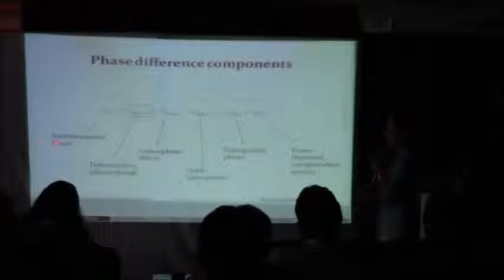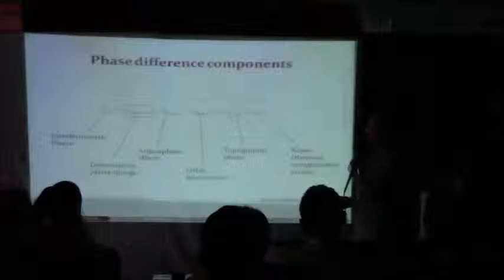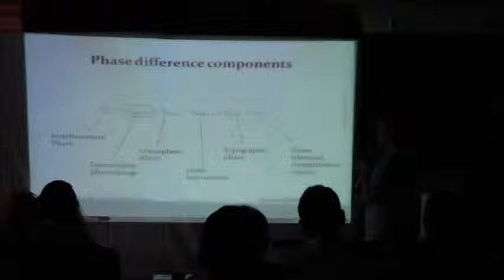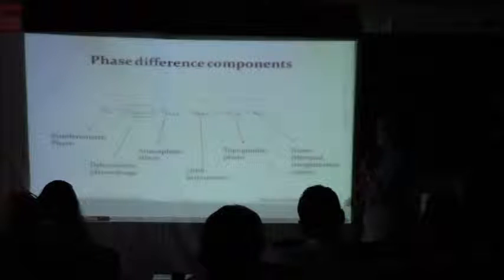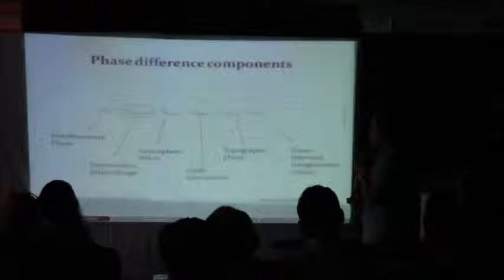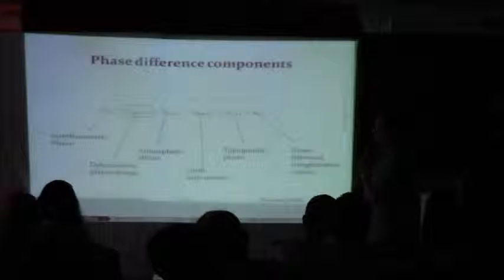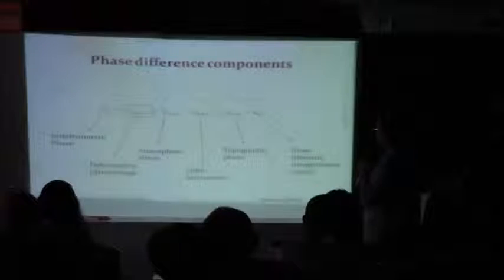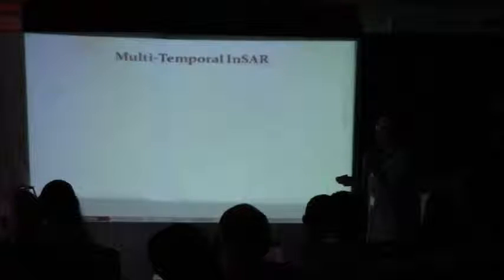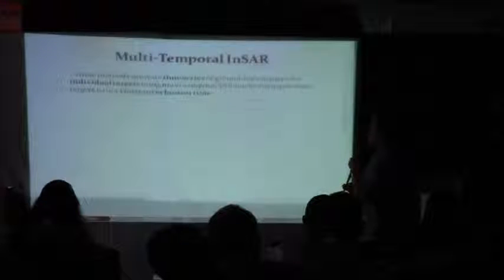And the interferometric phase does not only include the deformation phase change, it also includes atmospheric effects, orbit inaccuracies, topographic phase, and the noise because of the thermal and co-registration errors. Since we are interested in the deformation phase change, we need to minimize all the other effects and the noise. And recent multi-temporal InSAR approaches are capable of minimizing the noise.